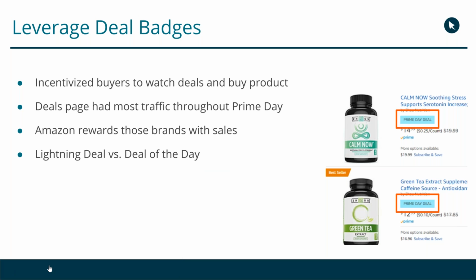Great. So when it comes to any shopping holiday, obviously customers are going to be looking for the best deals. And we saw the deals page on Amazon had the most traffic throughout Prime Day this year. So we should expect to see that for the Q4 holidays, especially Black Friday and Cyber Monday. And Amazon will display a deal badge for products that have a deal running, whether it's a coupon, a lightning deal, deal of the day, or best deal. So obviously that'll help incentivize customers to click on your product.